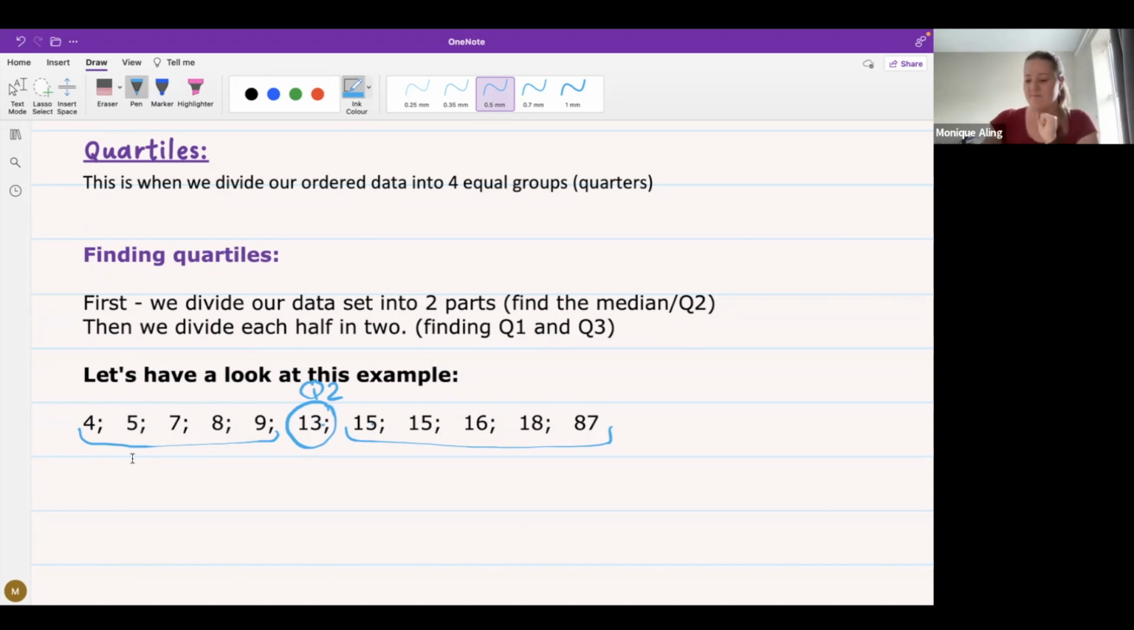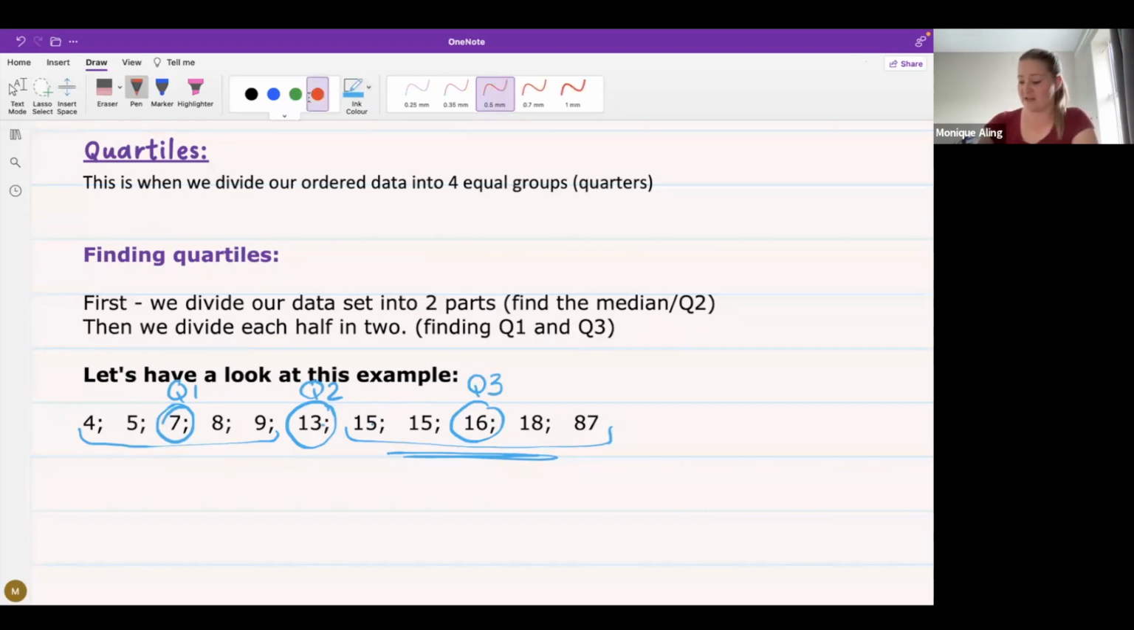So we look at the left-hand side. The middle number is 7. That means 7 is quartile 1. That is the middle of our first half. Then we look at our right-hand side. The middle number is 16. That is quartile 3.